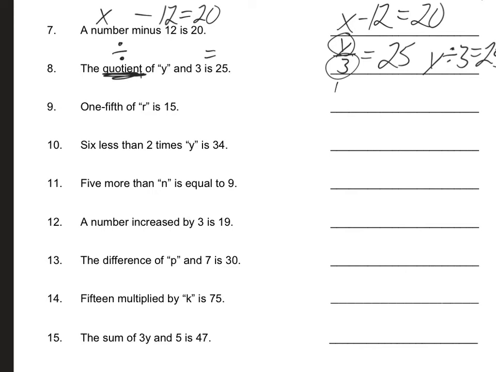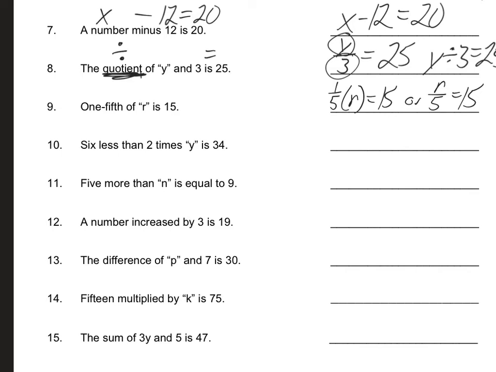Okay, so we should have gotten 1/5 r equals 15, or we could have said r divided by 5 equals 15. Those are both the same. If you got either one of those, then you're good. Go to the next one. If not, let's talk about it.